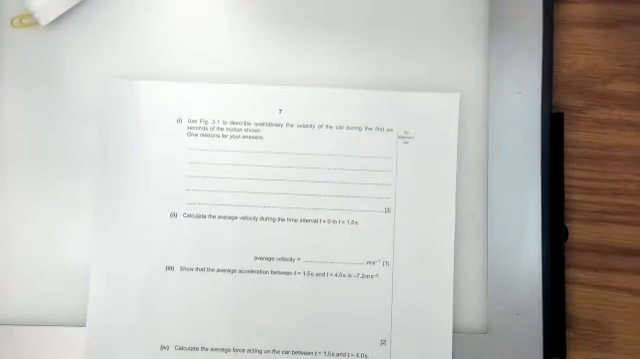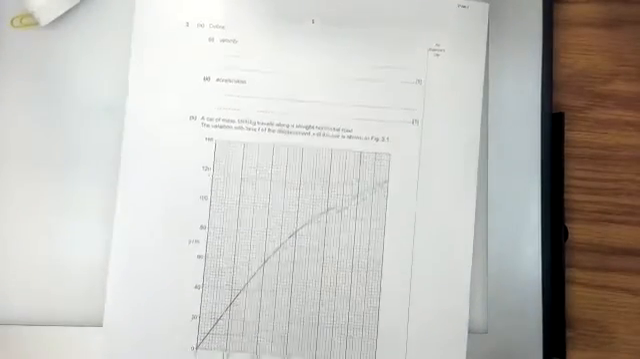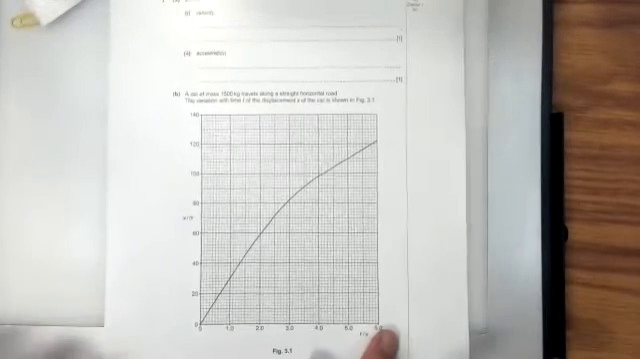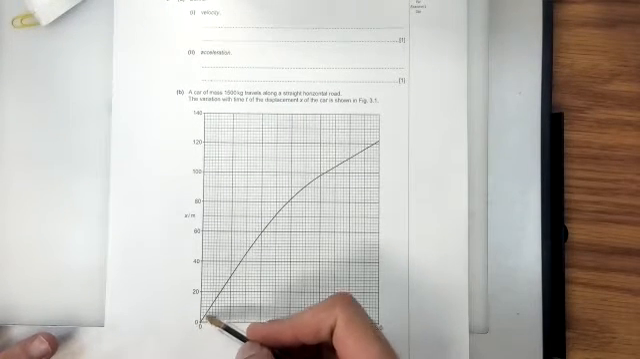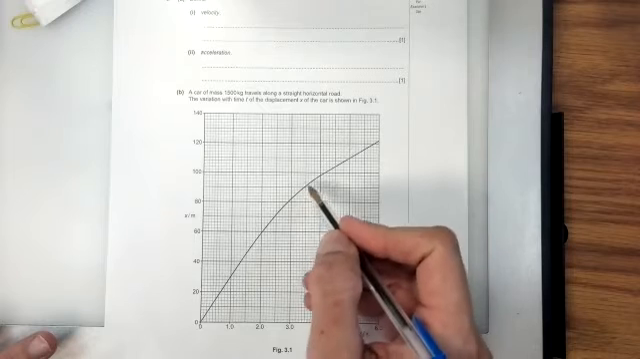Use the figure to describe qualitatively the velocity of the car during the first 6 seconds of the motion shown. Well, only the first 6 seconds. That's all the motion. So the velocity starts out non-zero, and then it kind of slows down right here.